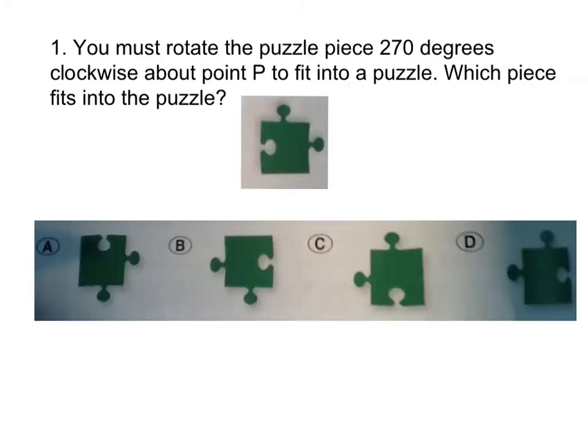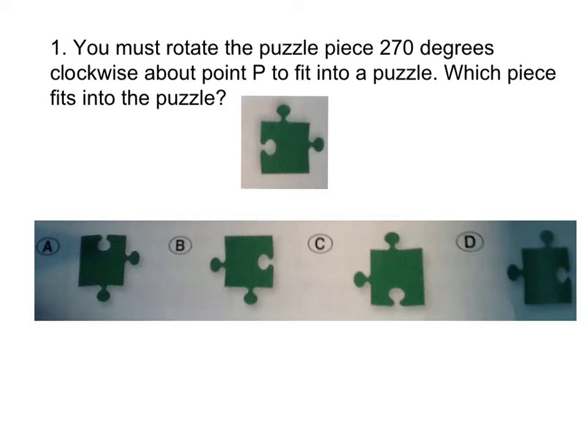Number 1 says you must rotate the puzzle piece 270 degrees clockwise about point P, and we're going to have point P be right here. You don't have to draw this because it's going to be too hard to draw puzzle pieces to fit into a puzzle. Which piece fits into the puzzle? So we have to rotate this 270 degrees. Now I'm hoping that you guys all know what 270 degrees is. 90 degrees would be here. Another 90 would be here, which is 180. 270 would be here. And then 360 is right back to where you started.